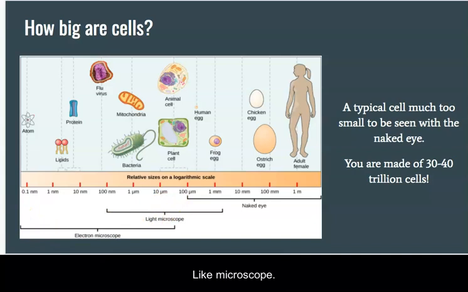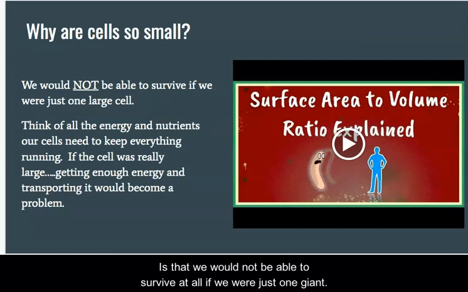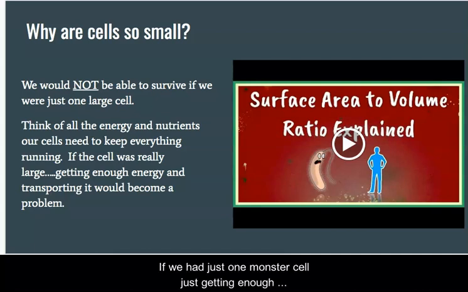Like microscopes, which I'll talk about in a second. But the reason why cells are this small is that we would not be able to survive at all if we were just one giant cell. Think about if you are one cell, all the energy and nutrients our cells need to keep everything going. If we had just one monster cell, just getting enough energy and then getting it from one place to another in that one giant cell is a problem.